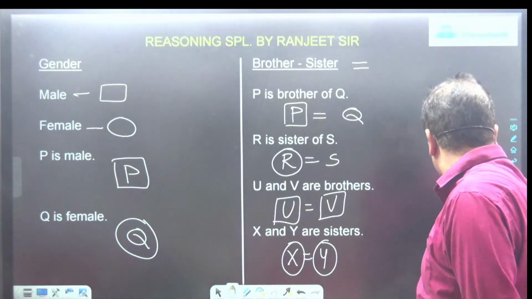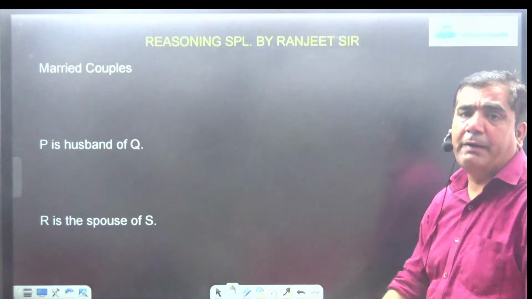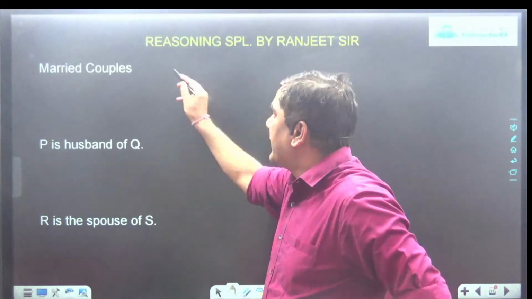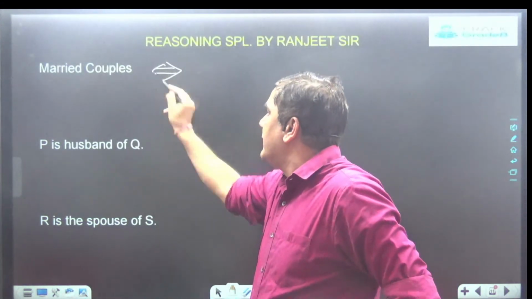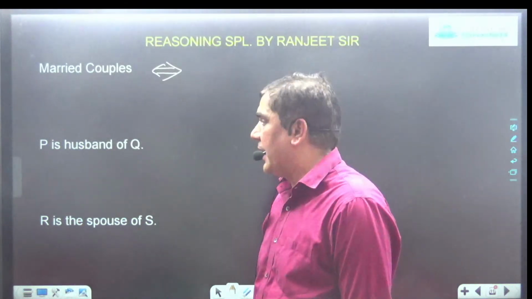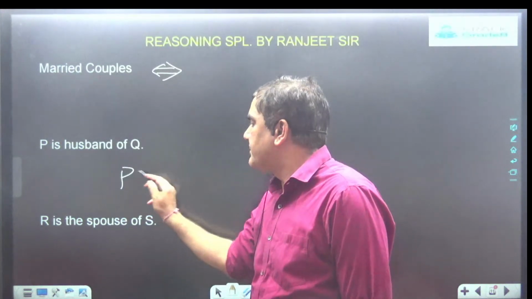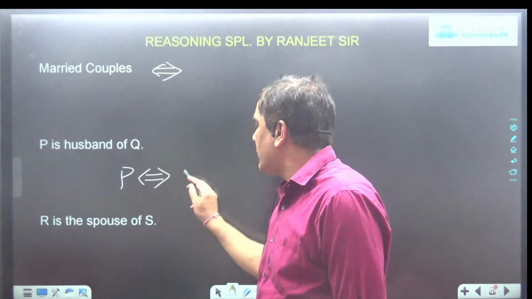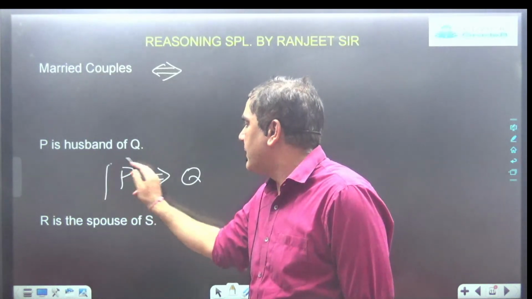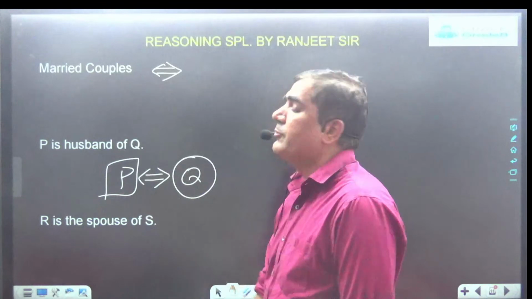Next one, how to show married couples in the family tree. Married couple always stands for this symbol, equal to sign with an arrow at the last. P is the husband of Q. Husband means married couple, so P equal to, arrow at the last, Q. P is the husband means P is male and Q must be female.